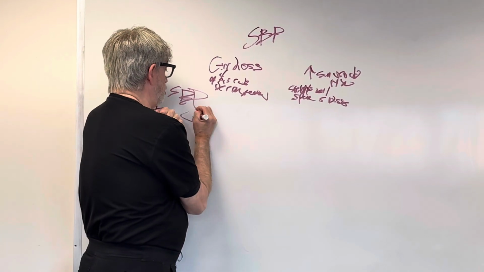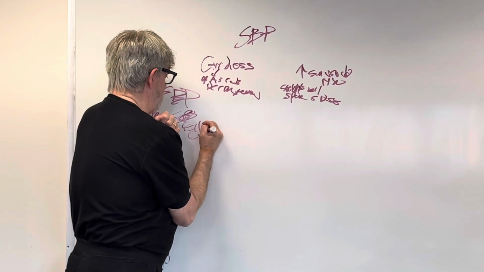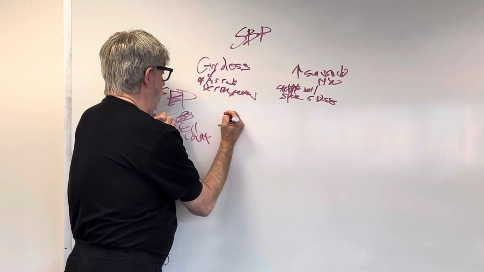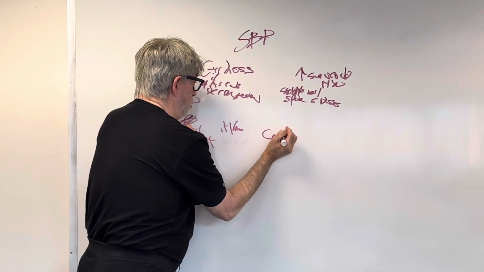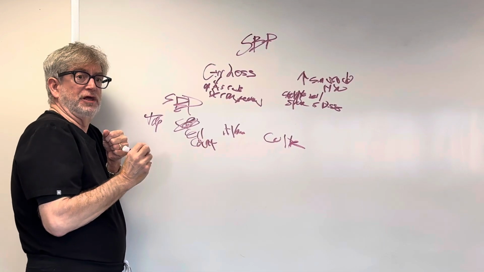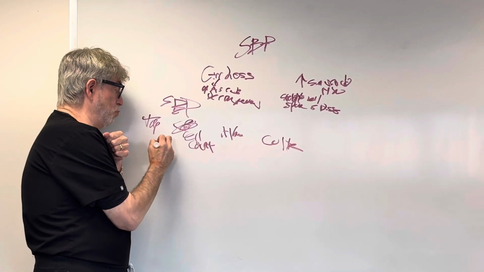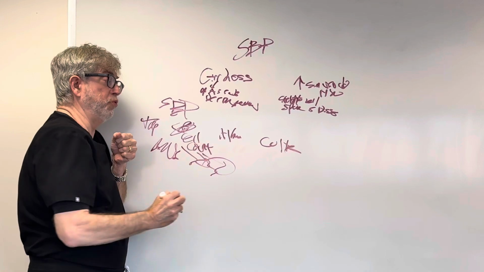If you're concerned about SBP, you're going to tap them. There are basically three things you're going to look for: cell count, albumin, and culture. So the cell count, classically, if you have greater than 250 white cells, that's the most important thing.